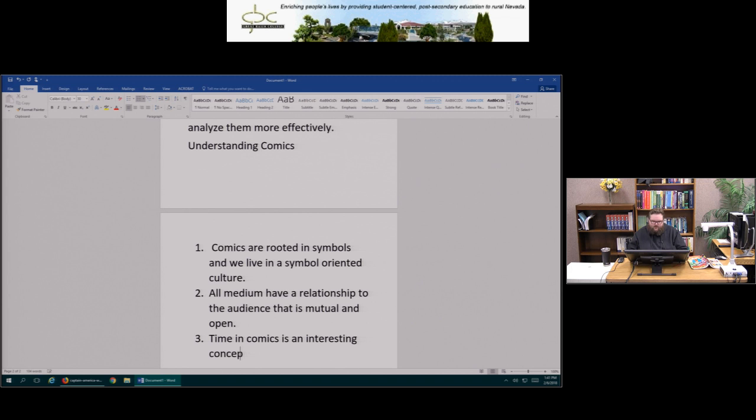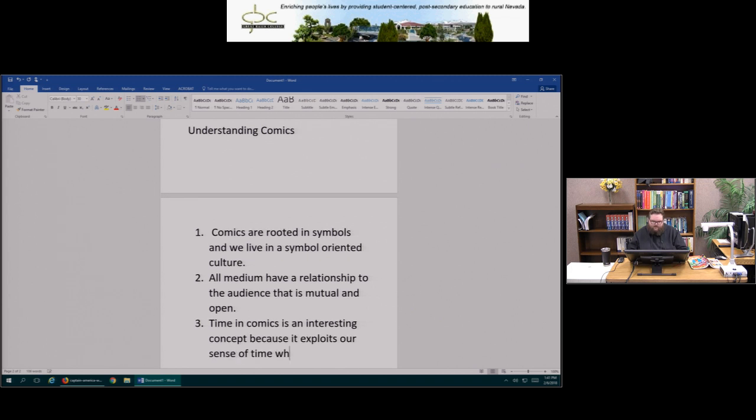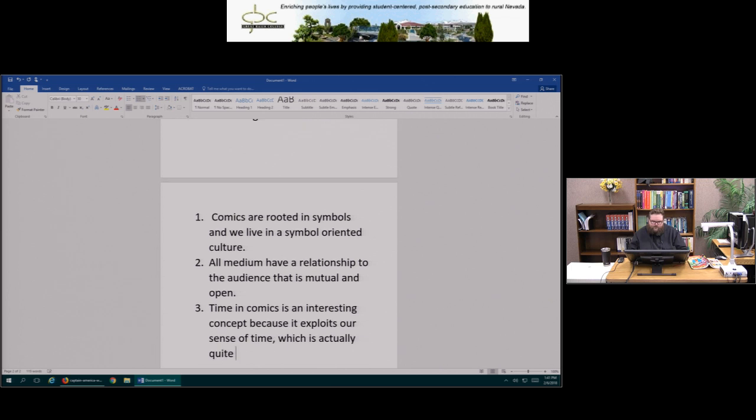Because it exploits our sense of time, which is actually quite arbitrary. And I think a really good example of that is when he talks about the first panel.